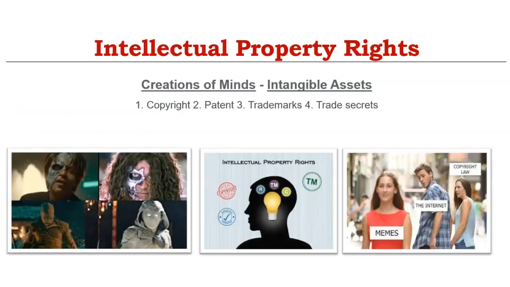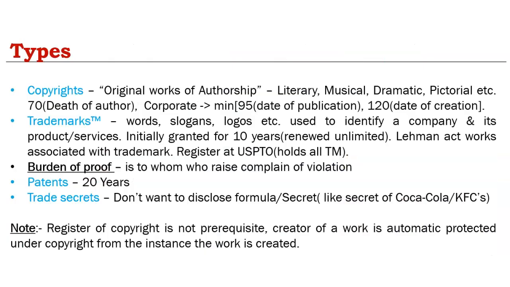So intellectual property rights are creations of the mind, or intangible assets. None of the assets are in tangible form. They are intangible assets. And the four categories are copyright, patent, trademark, and trade secrets. So we'll see what is the difference between these four.